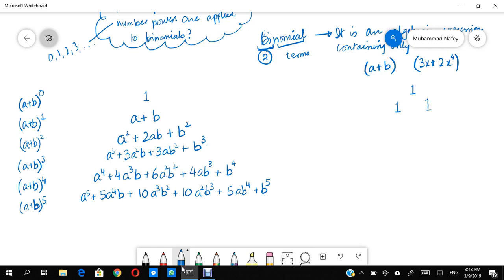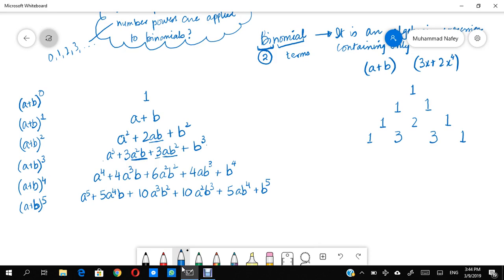Then when we had a plus b squared, we had 1, 2 is the coefficient of this entire thing, 1. So we have 1, 2, 1. Here we go. For the third term, when we have a plus b to the power of 3, we have the coefficients 1, 3, which is the coefficient of this entire thing, then 3 again here, and 1. So I have 1, 3, 3, 1.